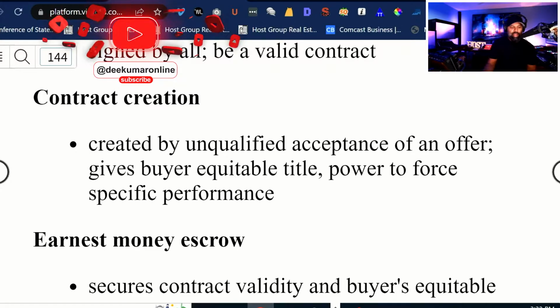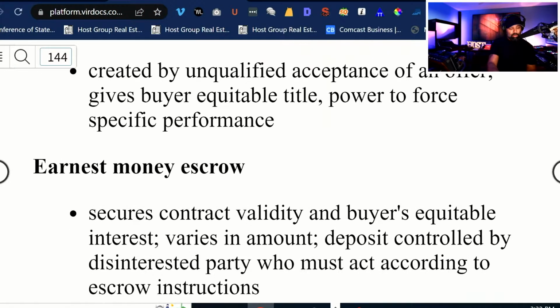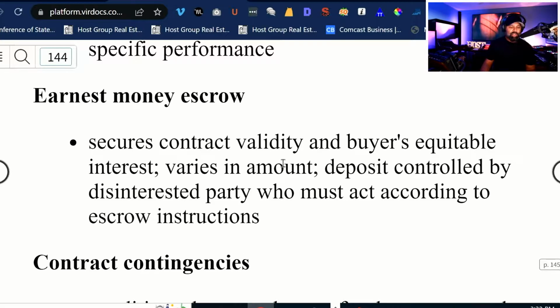The contract creation, created by an unqualified acceptance of an offer, gives the buyer equitable title, power to force specific performance. Earnest money secures the contract's validity and buyer's equitable interest, varies in the amount. Deposits controlled by a disinterested party who must act according to escrow instructions. Could be a title company, could be an escrow company, could be a real estate brokerage.